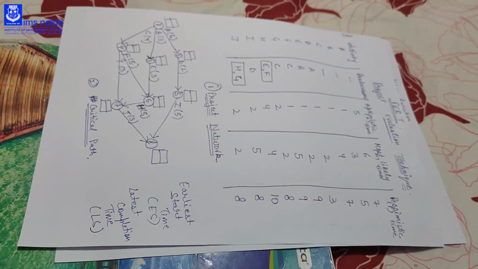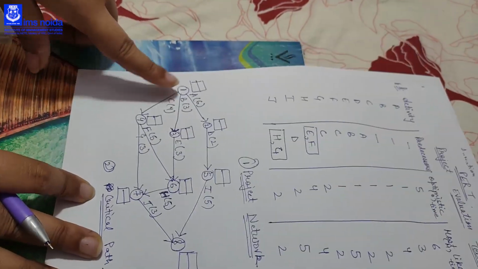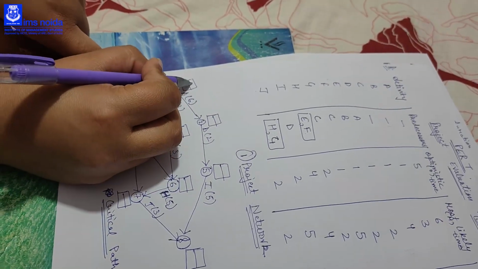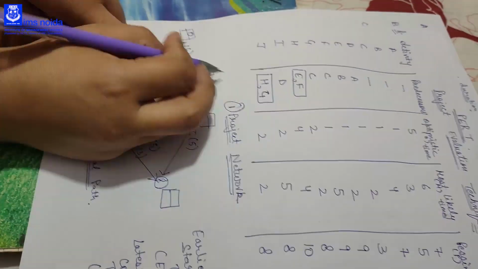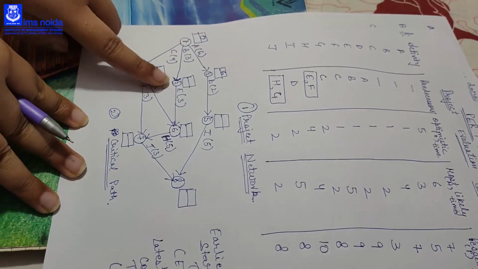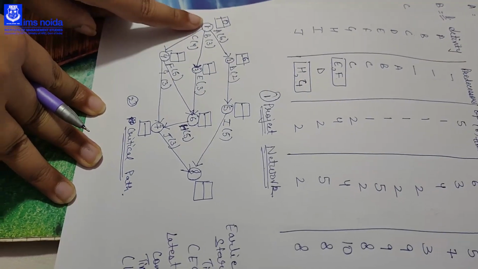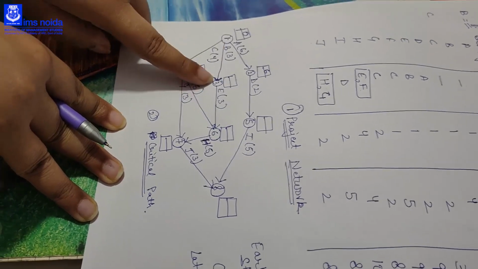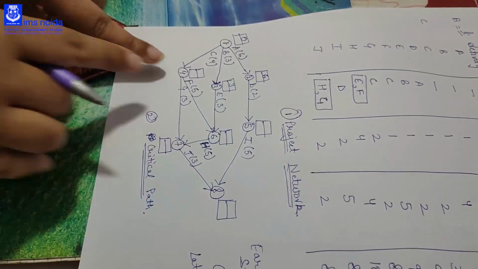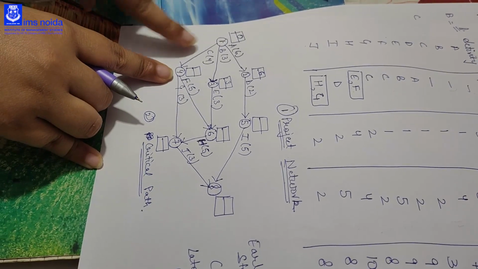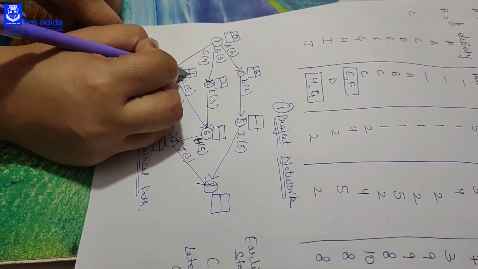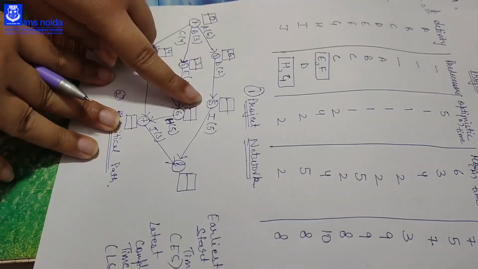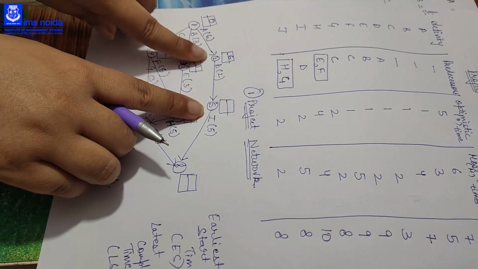Okay, so again we have to find ES and LS. Starting ES from node 1, the ES of 1 is 0. Then we will go to 2. There is only one way to go to 2, so the ES of 2 is 6. Then we will go to 3. There is only one way to go to 3, that is from 1 to 3, so the ES of 3 is 3. Then we come to 4. There is only one way to come from 1 to 4, that is C, so the ES of 4 is 4. Then we will come to 5. The way to come to 5 is only one, that is 2 to 5.